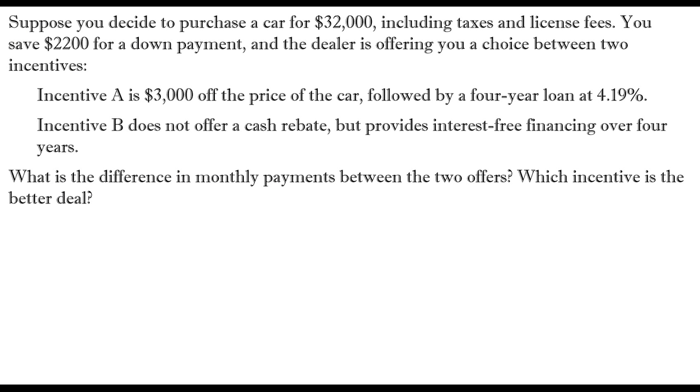Suppose you decide to purchase a new car for $32,000, including taxes and license fees. You save $2,200 for your down payment, and the dealer is offering you a choice between two incentives. Incentive A is $3,000 off the price of the car, followed by a 4-year loan at 4.19%. Incentive B does not offer a cash rebate, but instead provides interest-free financing over 4 years. What's the difference in monthly payments between the two offers, and which incentive is a better deal?